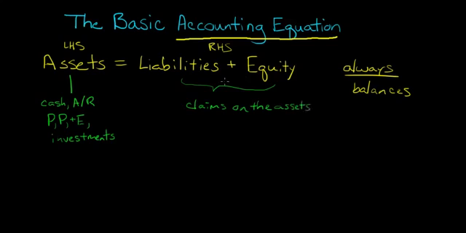But these claims come from two different sources. We've got the liabilities, which is debtors. For example, you borrow money from a bank, you owe, there's a claim against the assets by a bank. So that's the debtor side. And then this equity side is owners. So the equity side represents claims by owners, and then the debtor side is claims against the assets by debtors. So this is a little abstract here.